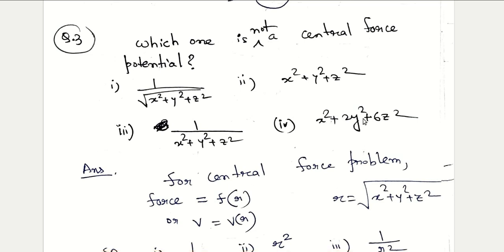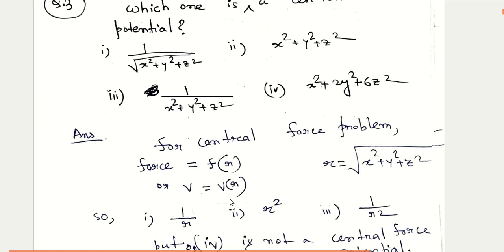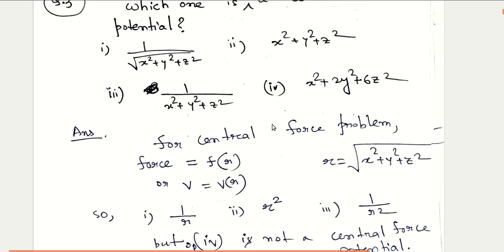Now here you know, for a central force problem, the force is only a function of r, as well as the potential. Potential is also a function of r only, where r is root over x square plus y square plus z square. Option 1 is 1 by r, option 2 is r square, option 3 is 1 by r square, but option 4 can't be represented in terms of r, so option 4 is not a central force potential.